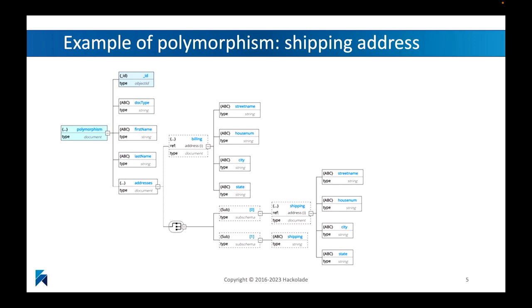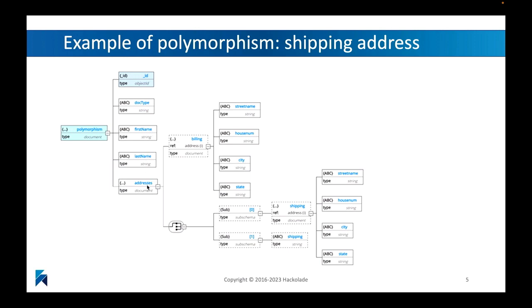A great example, and we'll go into that in the short demo after this, of polymorphism is a shipping address. Right? You've probably seen this yourself in many shopping cart applications where you can either say, okay, my shipping address is equal to my billing address, or it is a separate address. And that's exactly what you see here, right? So you have a document that is representing a person, right?